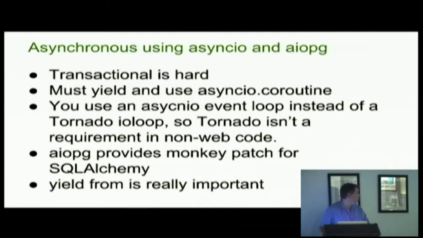Once again, you have to do the yield and use the async IO coroutines, just like we saw before. You have to do a little bit of event loop switching. But the nice thing about that is now, because your model code is written with async IO, you can run it in any place that you're running an async IO event loop. So you can run your async IO event loop in your code that is going offline and doing offline processing stuff and still use your model code without having a dependency on Tornado.